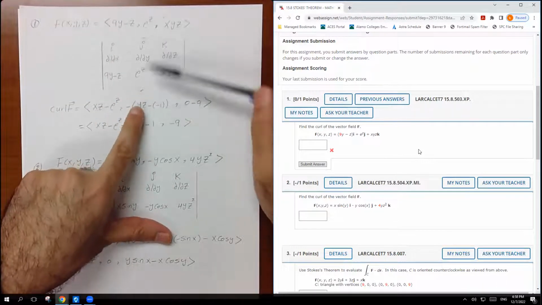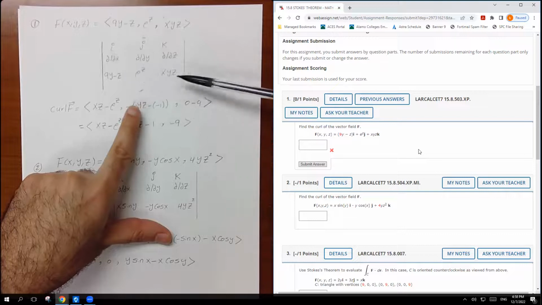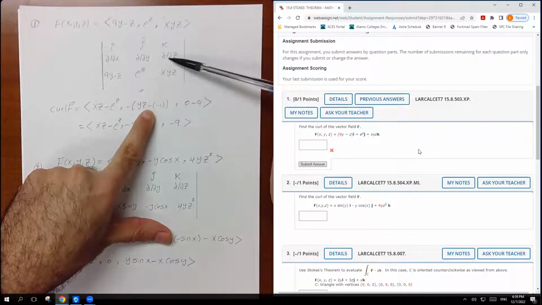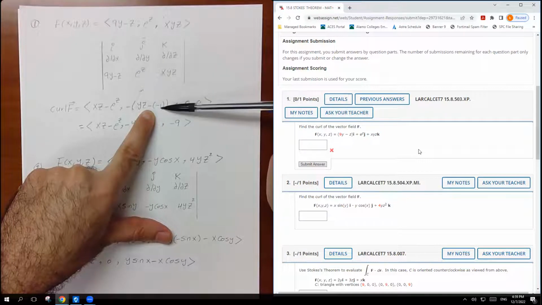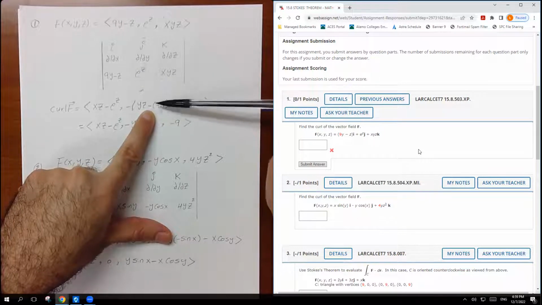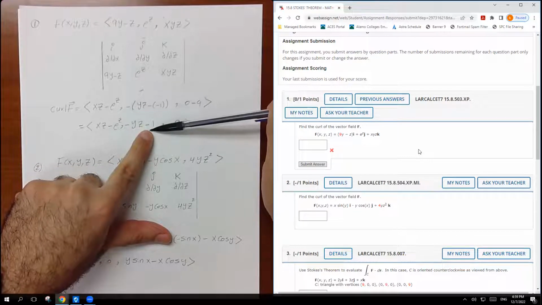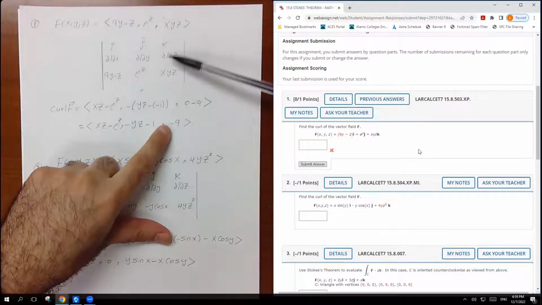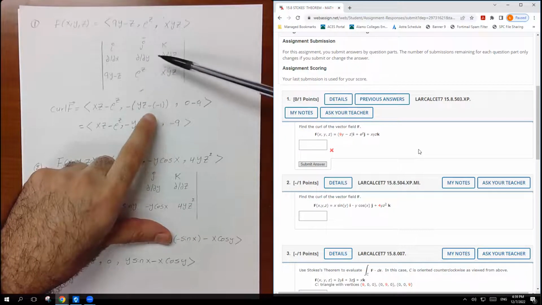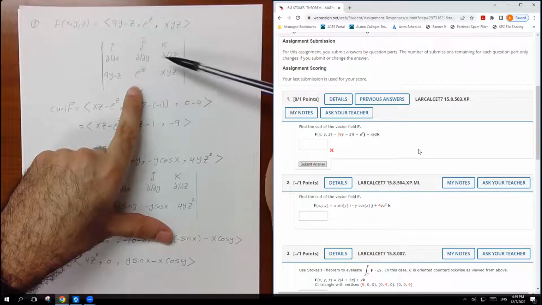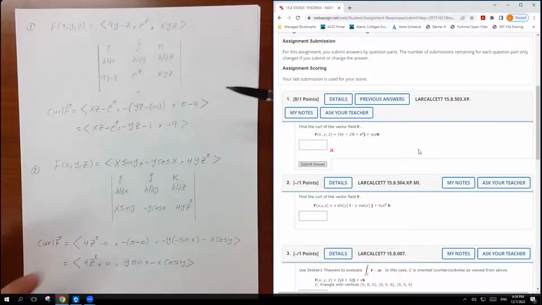For the J, don't forget the negative sign. The derivative with respect to X is going to be YZ minus the derivative with respect to Z, which is going to be -1. So you have minus -1, which is going to be plus. And distribute the negative sign, it's going to be minus. For the K, the derivative with respect to X is going to be 0. The derivative with respect to Y is going to be 9.